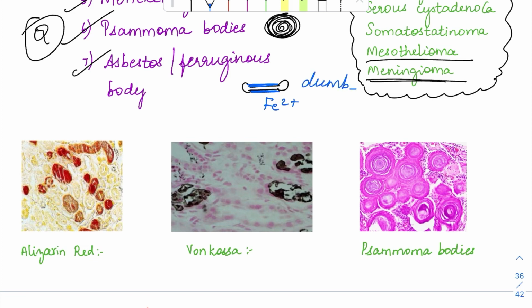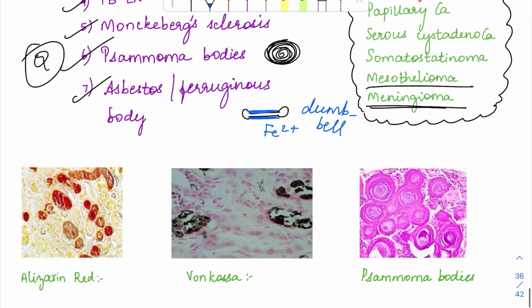So, dumbbell shaped asbestos body will be present in asbestosis. Thus, iron plus calcium can be seen surrounding this asbestos fiber. So, whenever this is present, it is going to be a dystrophic calcification.